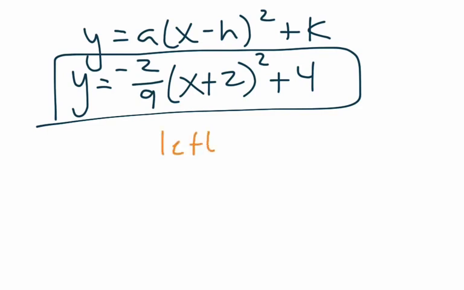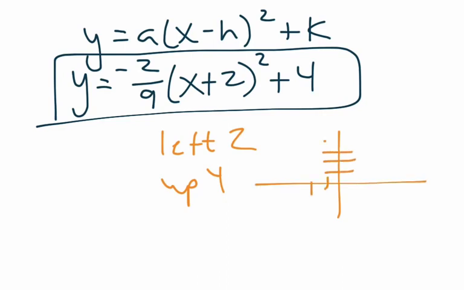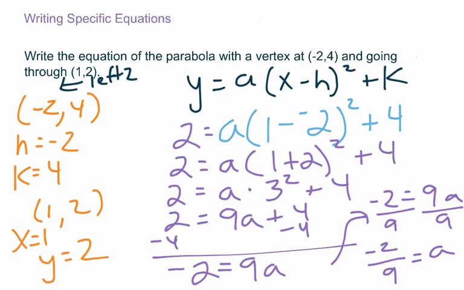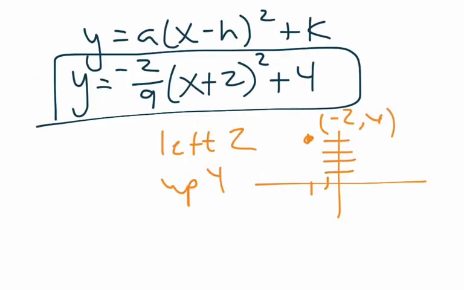You know this goes left 2 and up 4. And so left 2 up 4 would put you right there, which is the point -2, 4, which is what we knew the vertex was supposed to be. So you can always do that. If that plus minus in there kind of bugs you, you can always do a little check there because you can fall back on what you know about transformations.